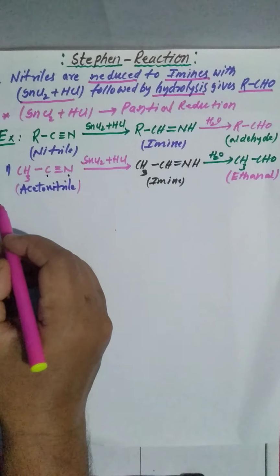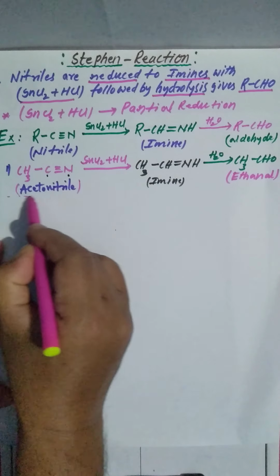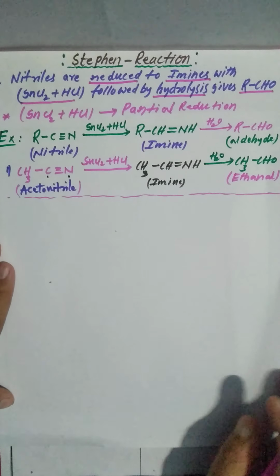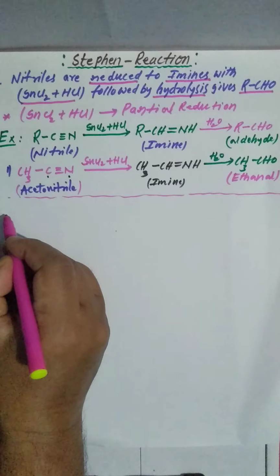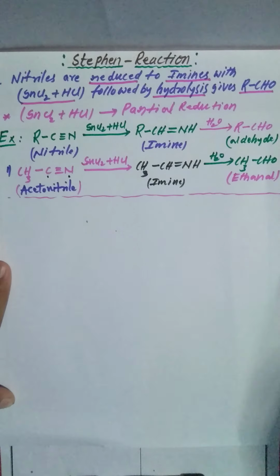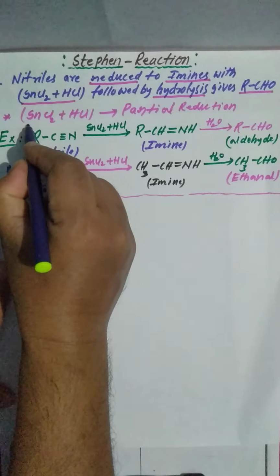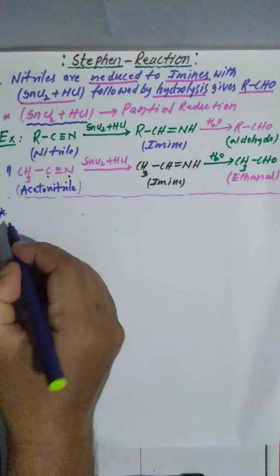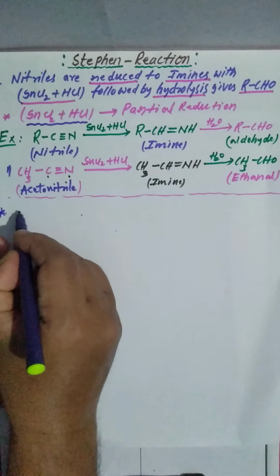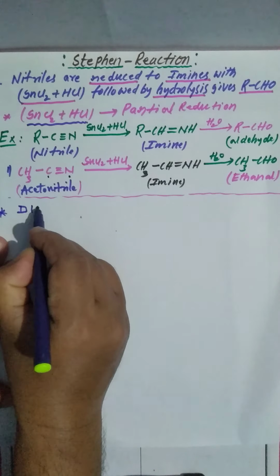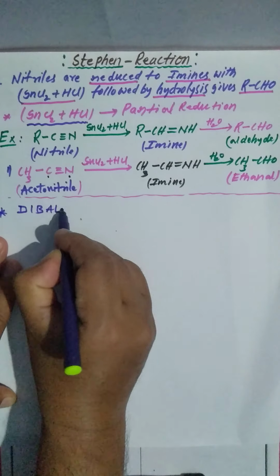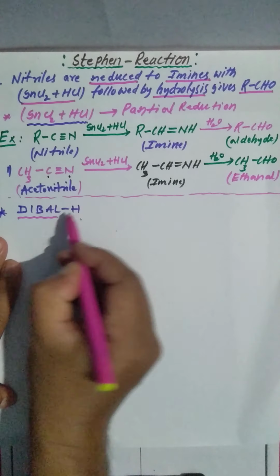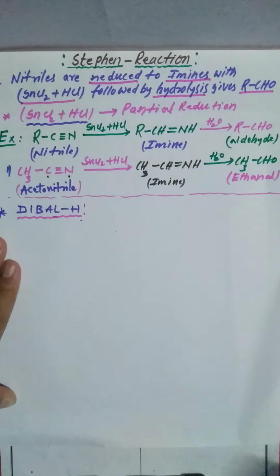We have an alternate way also to prepare aldehydes. Here we used stannous chloride and HCl. With other reducing agents also we can prepare aldehydes from nitriles, like the most important reducing agent, that is DIBAL-H. Remember, in organic chemistry DIBAL-H is a very important reducing agent.